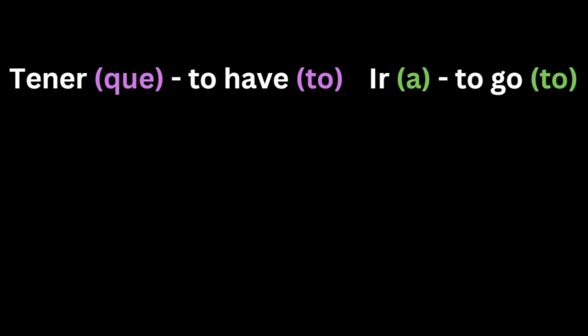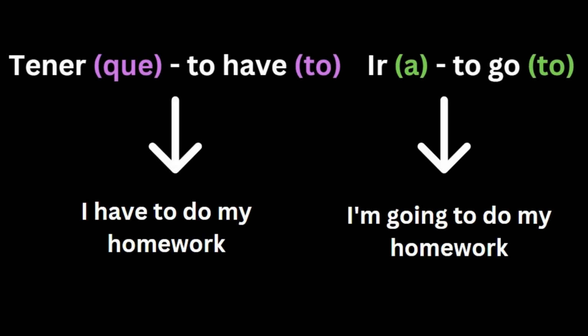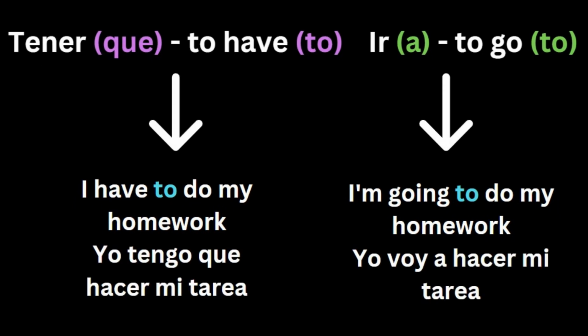With the verb ir, you have to use the preposition a, as in "to," in order to indicate something that you're going to do. In English, you can say "I have to do my homework" or "I'm going to do my homework," and in both phrases, the preposition "to" stays "to." However, if you want to say these phrases in Spanish, you will say yo tengo que hacer mi tarea or yo voy a hacer mi tarea.